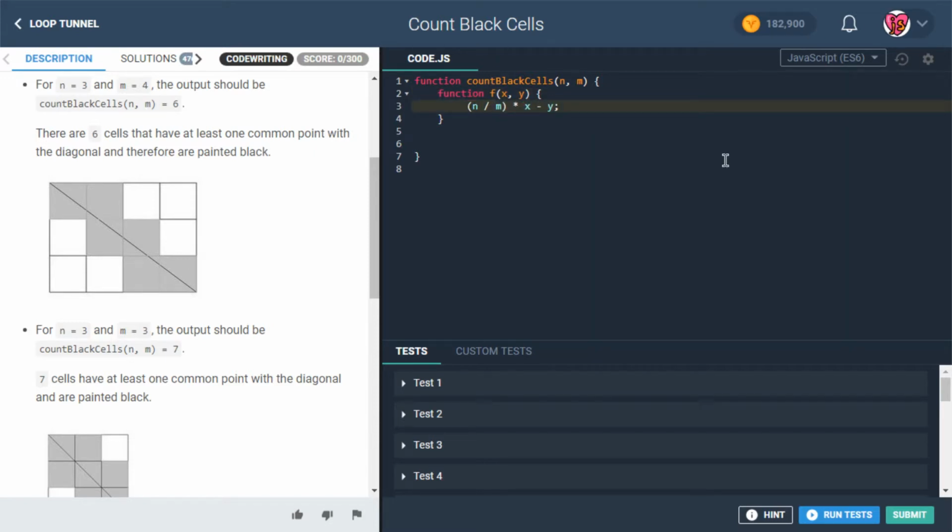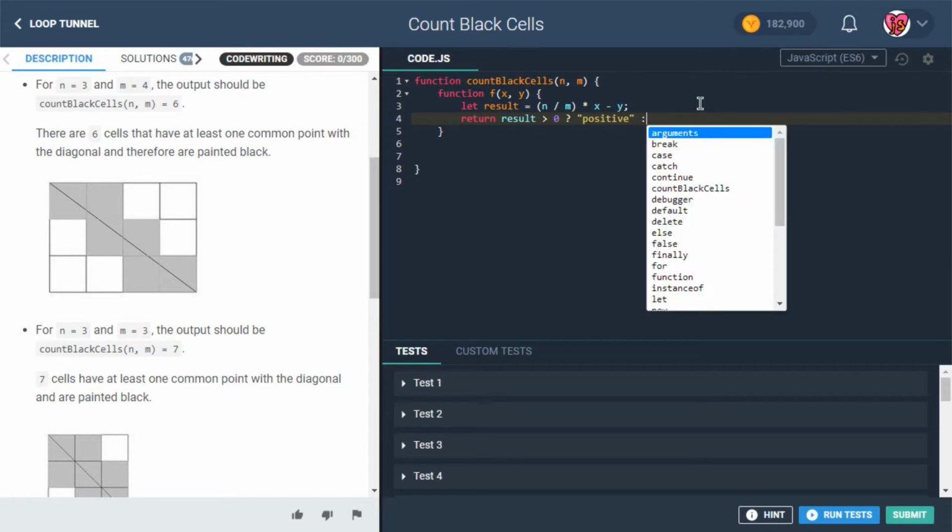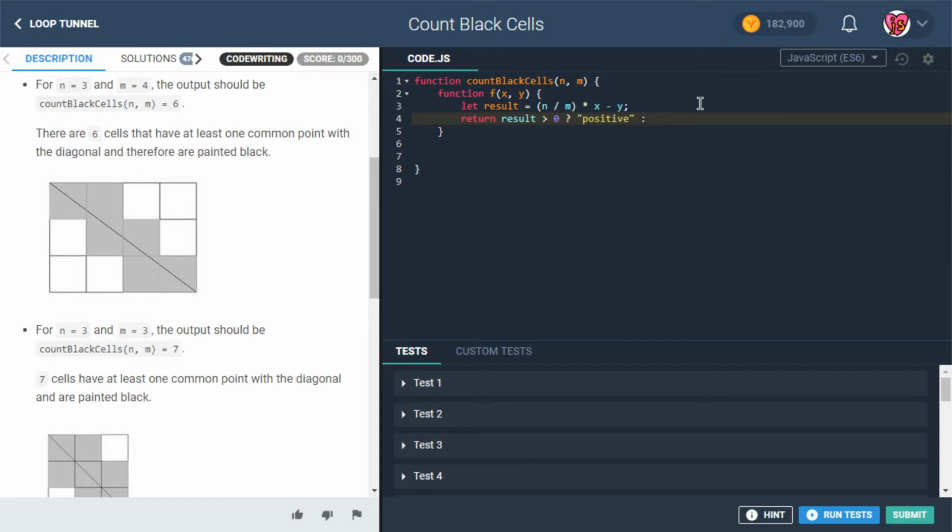And maybe we shouldn't just call it f. We'll say let result be assigned the value of that, and we'll say, or should we do a ternary? Return result is greater than 0. If it's greater than 0, then we'll say positive. We'll just use the word positive because then we can just do an equals equals comparison. It'll be easier in the long run.